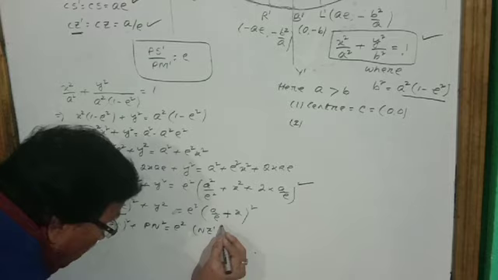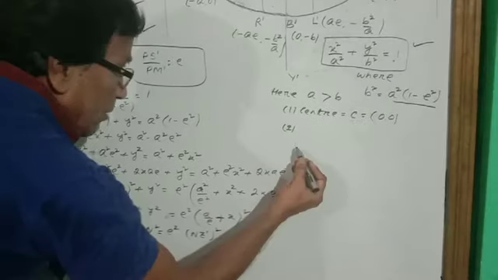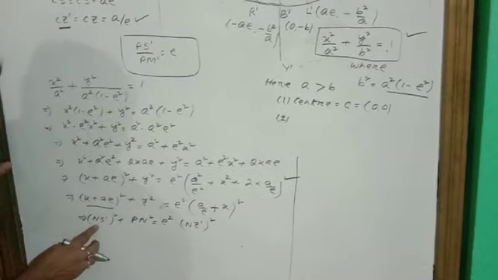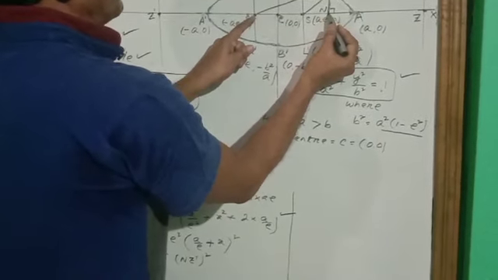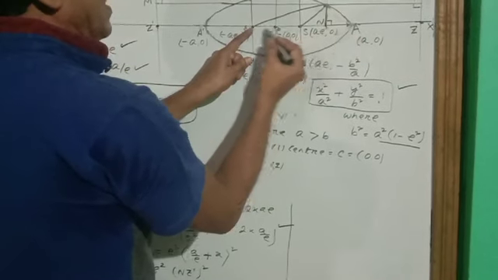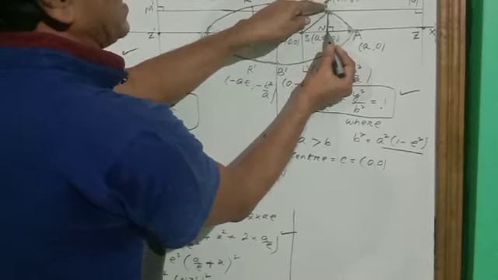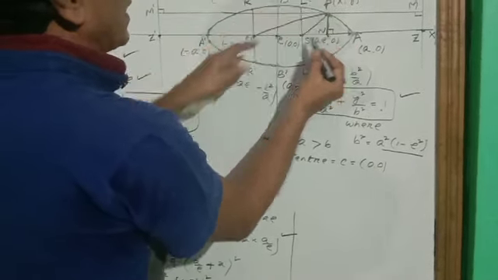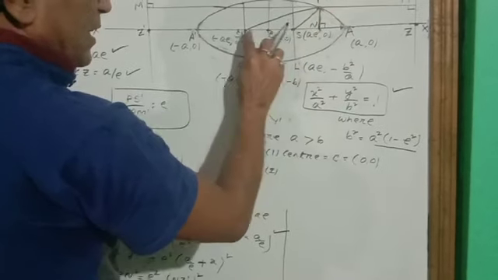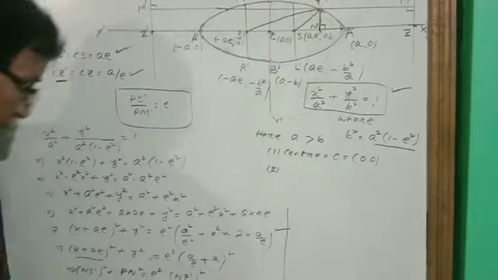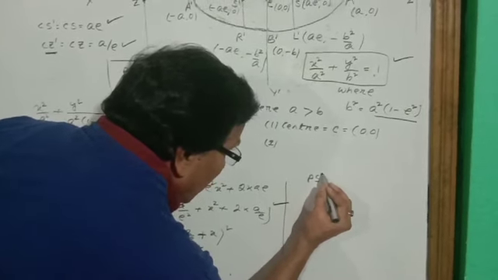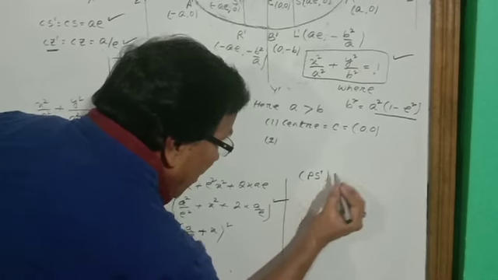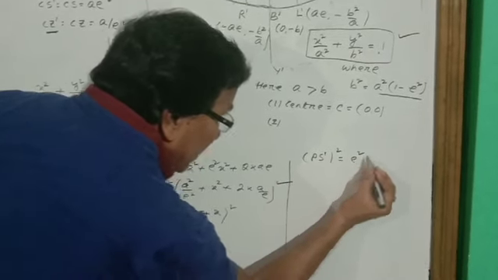NZ' whole square. So here you see that NS' square plus PN square, that is equal to PS' square, because S'N square plus PN square is equal to hypotenuse square. That means it is PS' square, which is equal to e square times NZ' square.